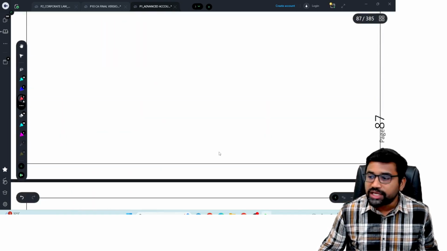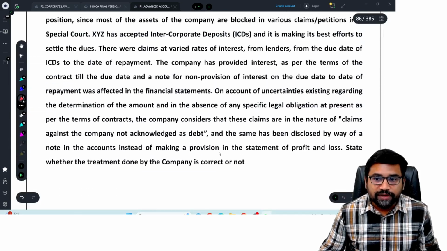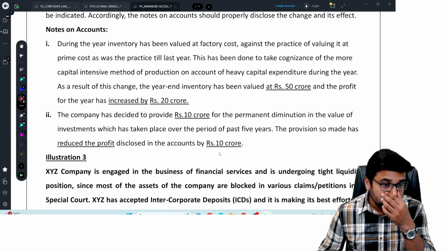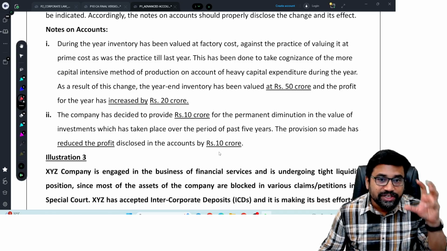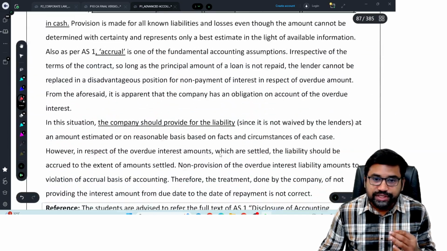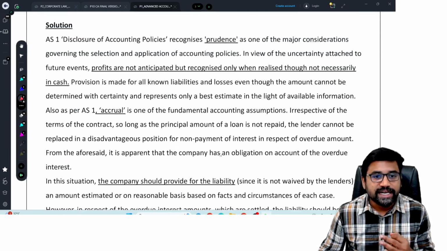So this is Accounting Standard 1, sir. I have covered everything. So please listen to this accounting standard at least two times so that it will fit into your mind. After that, try to solve illustrations and theory questions from the study material.